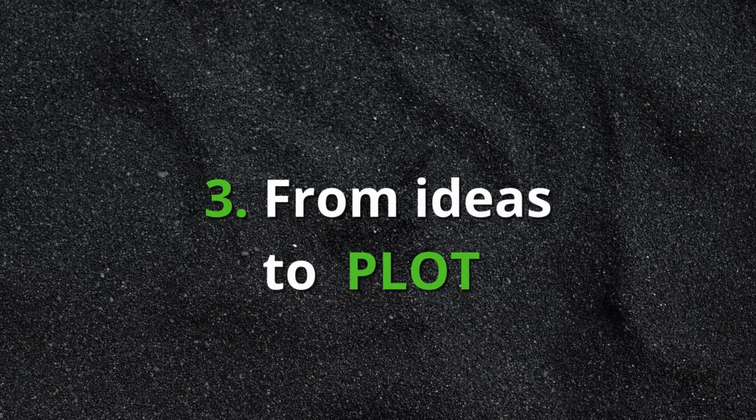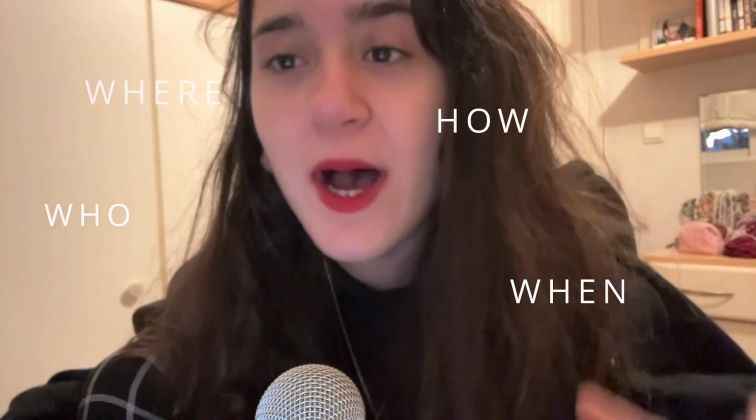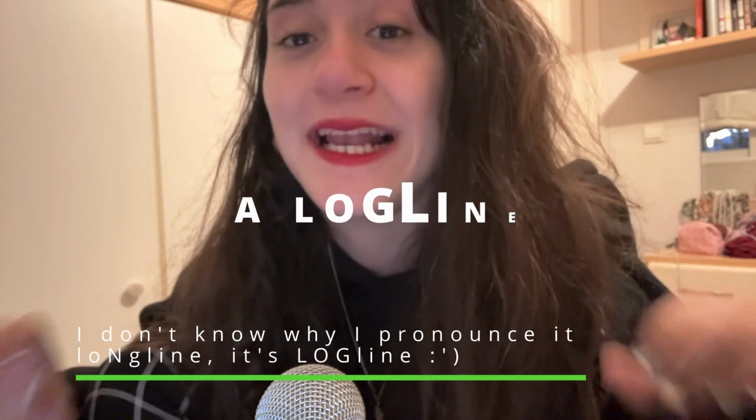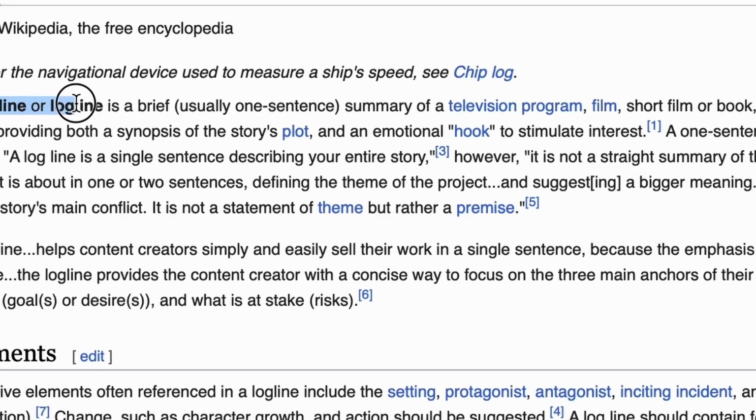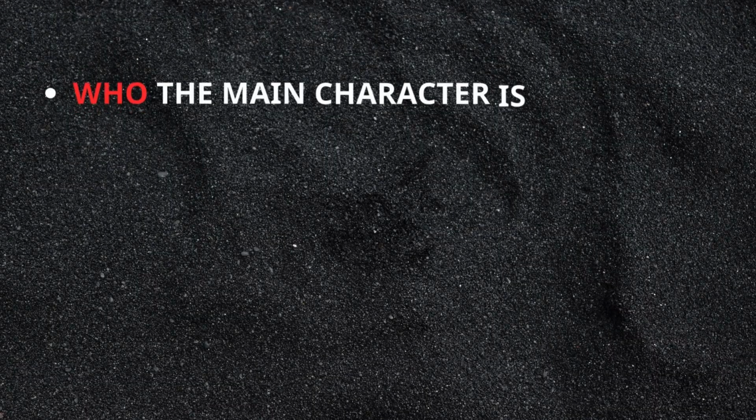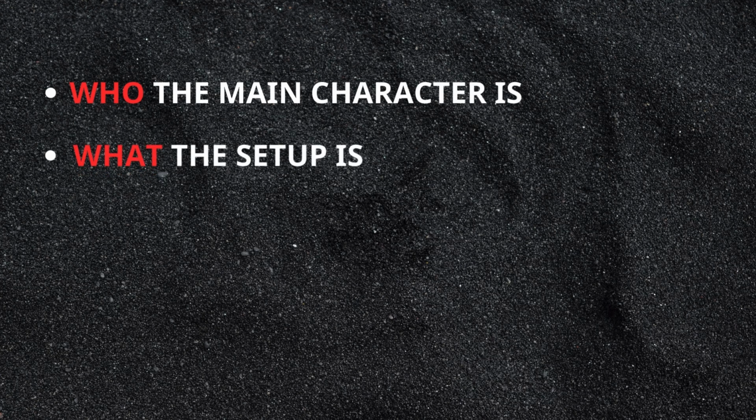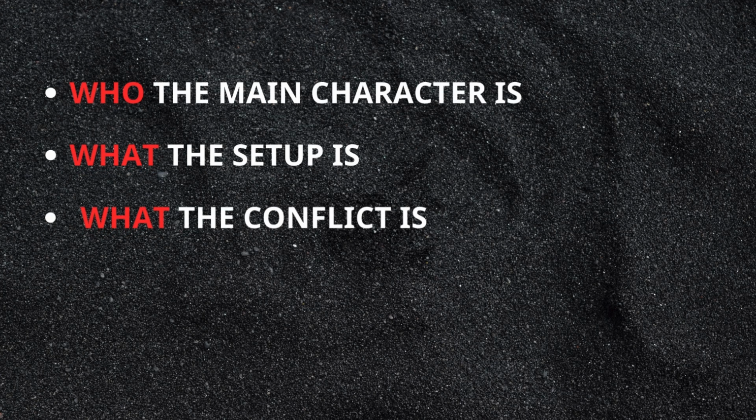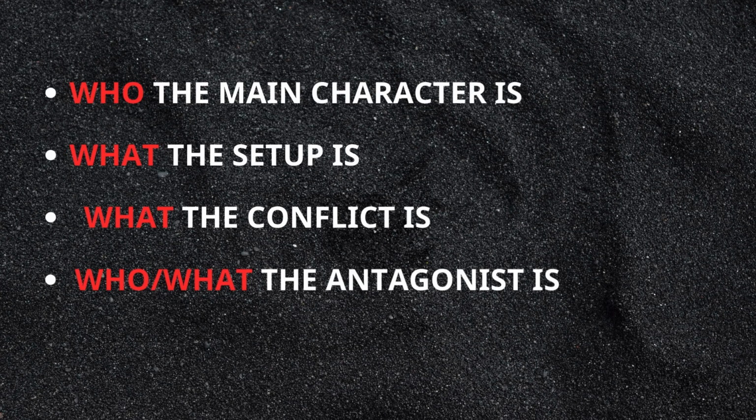After you've come up with your idea, it's time to turn it into a plot. Ask yourself questions like who, when, how, where, what, why. Think of the main characters of your story. Once the story starts to consolidate in your head, try to summarize your plot in one easy-to-digest sentence, a logline. A logline is a one-sentence summary that includes details such as who the main character is, what the setup will be, what the conflict will be, and who or what the antagonist will be.